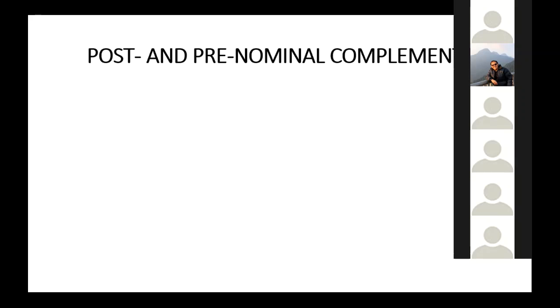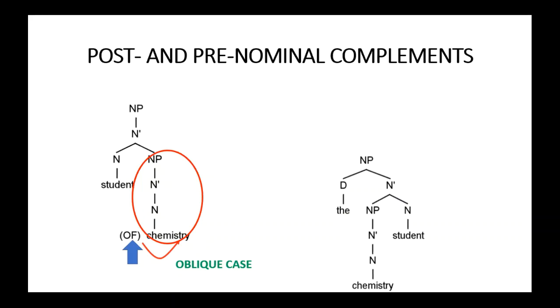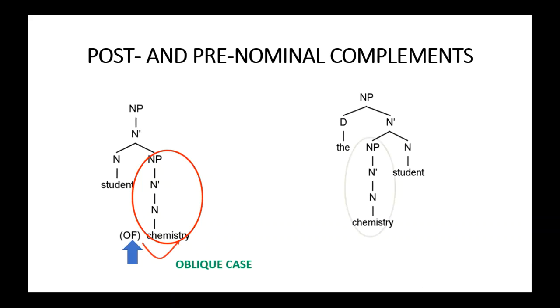Okay, now let's look at pre and post nominal complements again. So notice student of chemistry. In this case, chemistry is the complement of student, right? Because you study chemistry, the student of chemistry, there's a parallelism. And in this case, we said that "of" assigns oblique case to chemistry, okay? Now, in English, you also have the possibility of having a pre-nominal complement, like the chemistry student.